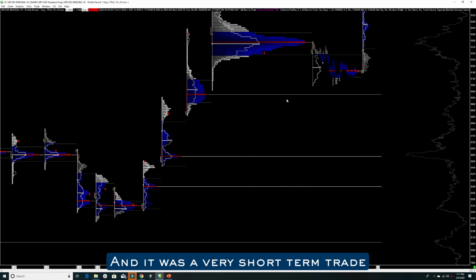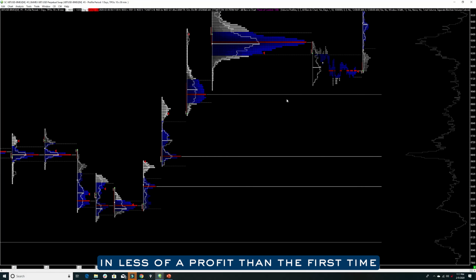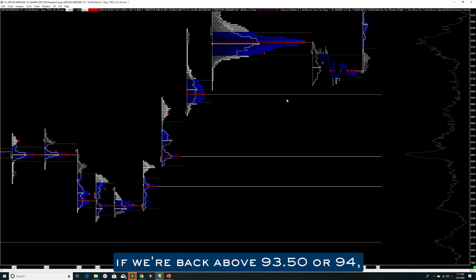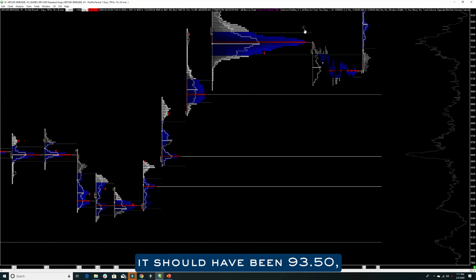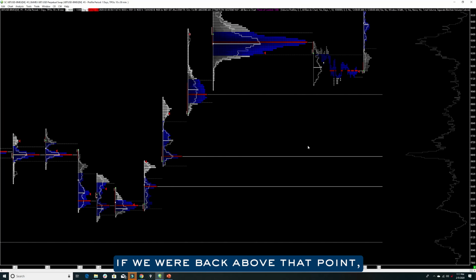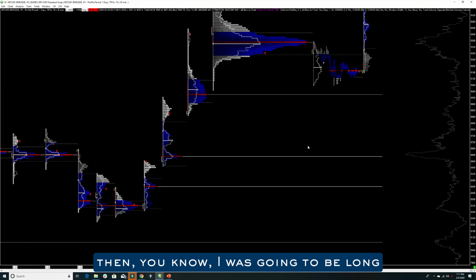And it was a very short-term trade. I actually took it twice, and the second time I closed it out for less of a profit than the first time because the market was actually moving back against me. This was all before we actually ended up moving up. And in that case, I said, if we're back above 93.50 or 94, I'm not sure which one I said. I think it was 93.50. But in that case, it should have been 93.50 because of the point of control. In that case, if we were back above that point, then I was going to be long.